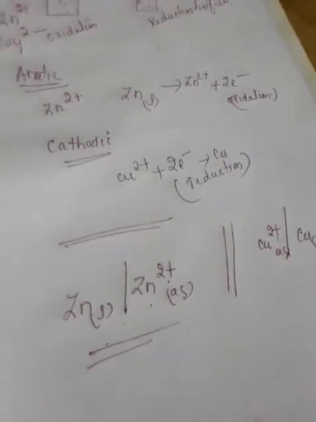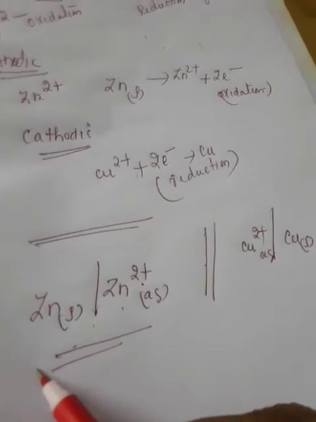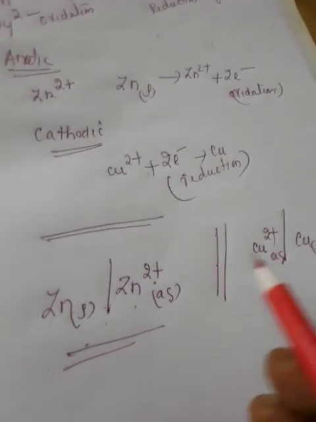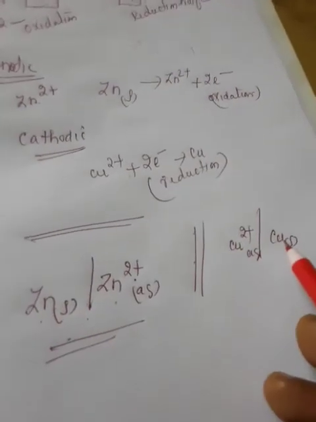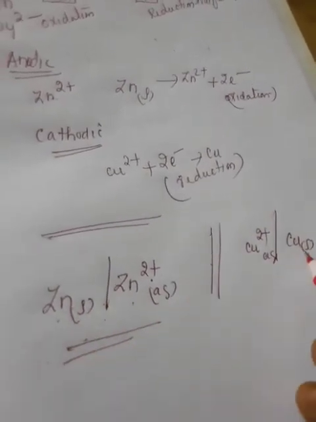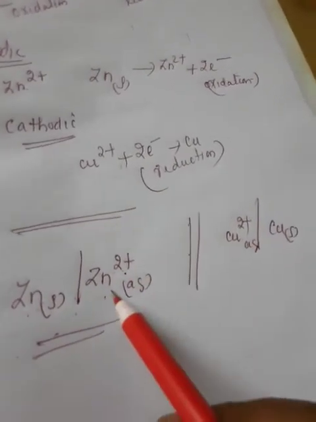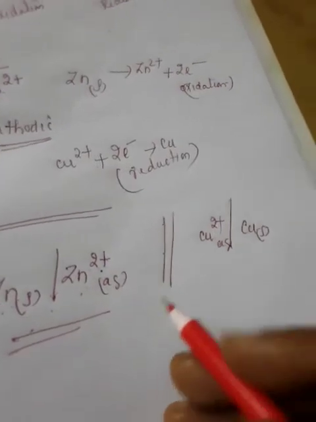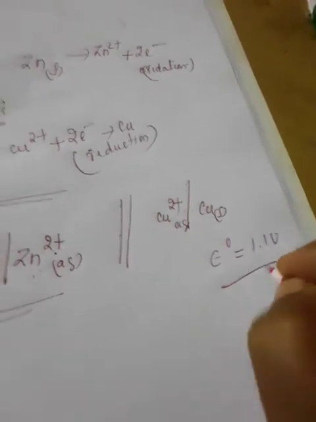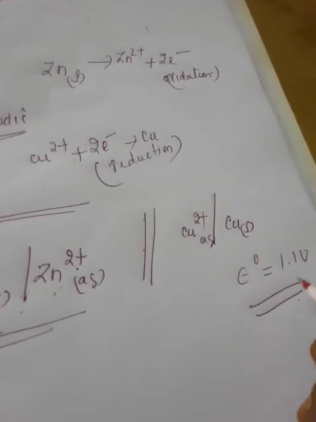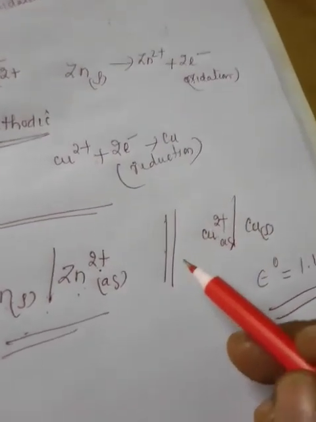So, the anode half cell is written on the left, the cathode half cell on the right side. The anode and cathode are at the extreme left and right, then the solutions kept inside. EMF of the cell is written at the last: E0 equal to 1.1 volt on the right side after the cell diagram. This is the galvanic cell notation.